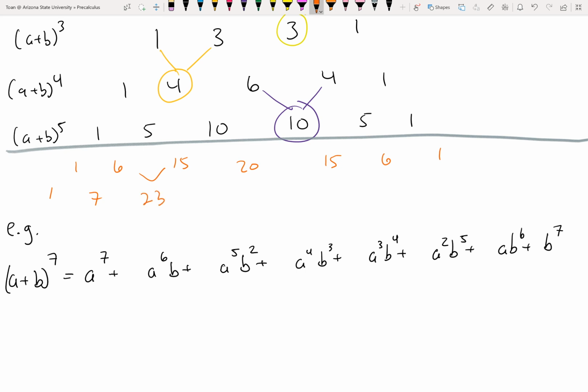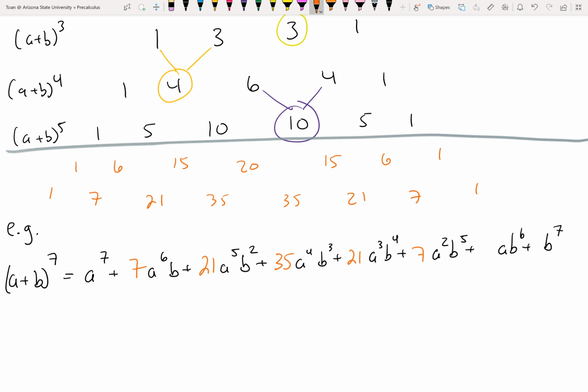What is that? 35, 35, 21. I can't do math. This should be 21, and 7, and ends with 1. So there we go. We have the coefficients, right? So this is simply 7, 21, 35, 21, 7. Did I miss something?